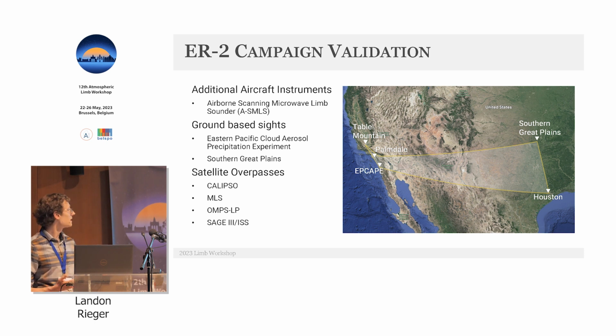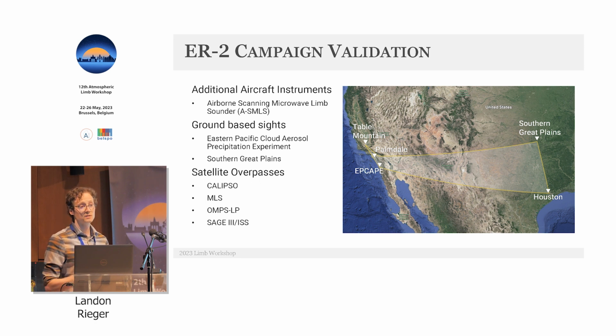And then the last part here is the campaign validation. So this is an example flight track that we could use. We're flying out of Palmdale in Southern California here. There's some ground-based facilities up in Table Mountain that do balloon sondes, so we could fly up there.